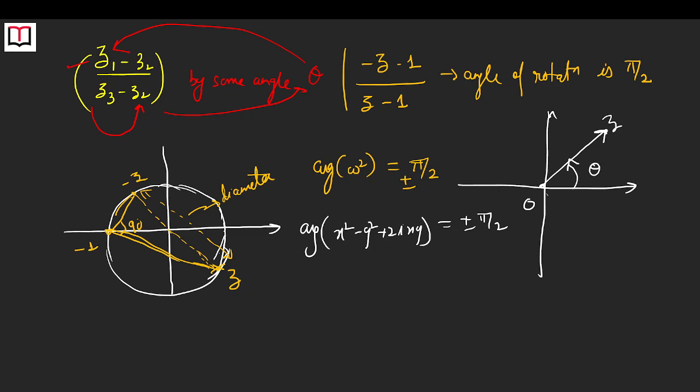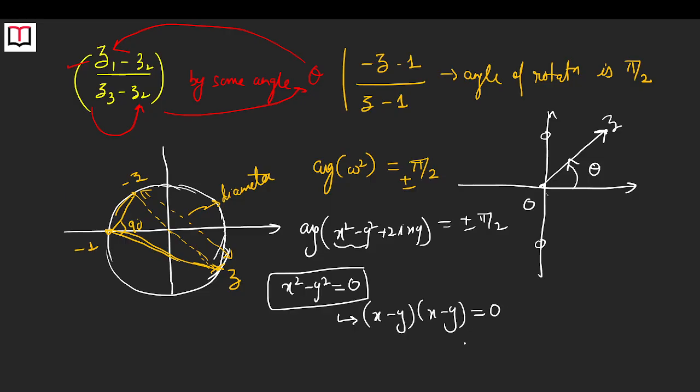Okay, so if the argument is pi by 2 or minus pi by 2, in any case Z has to lie on the imaginary axis. That means the real part, so what's the real part? The real part, x square minus y square, has to be 0. So what do we get? Isn't it a pair of straight lines, a pair of perpendicular straight lines? So Z lies either on the line y is equal to x or on the line y is equal to minus x. So one of these two lines.